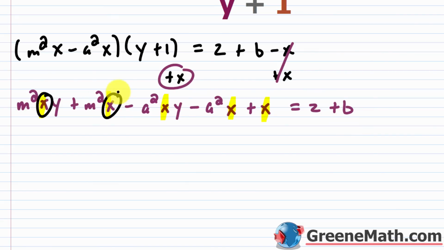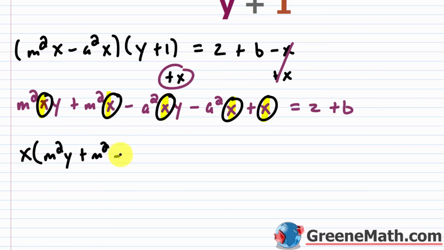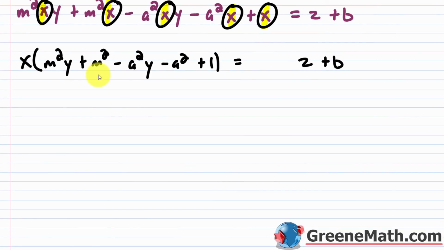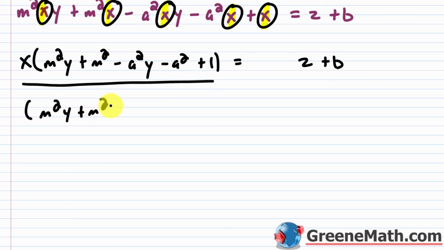So pull it out from there, and there, and there, and there, and there. And if you pull that out, you have an x out in front, and then you have the m squared y plus the m squared, and then minus the a squared y, and then minus the a squared, and then basically plus 1. Okay, so this equals your z plus b. And of course, to get x by itself, I'm just going to divide both sides by this. So I'm going to divide both sides by this m squared y plus m squared minus a squared y minus a squared plus 1. Let me do this over here.